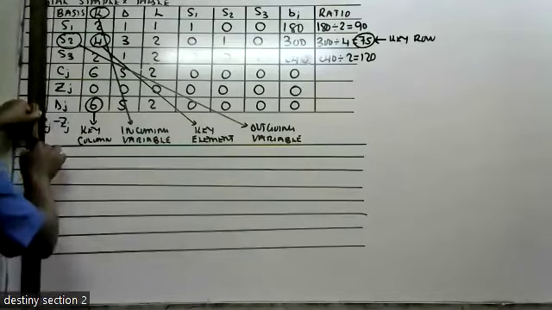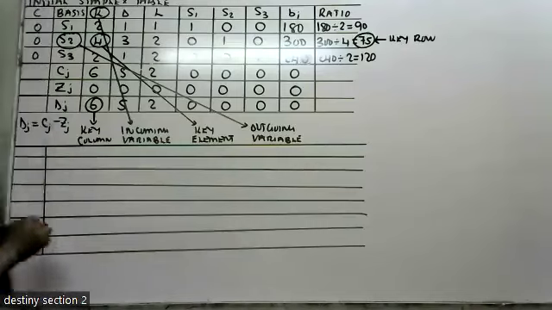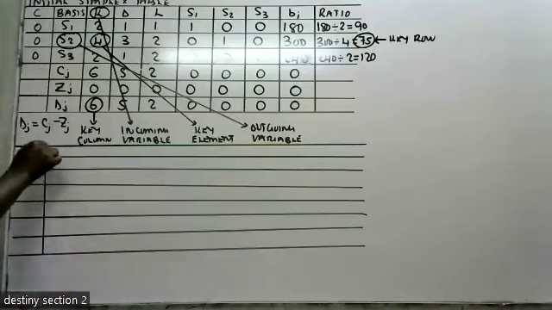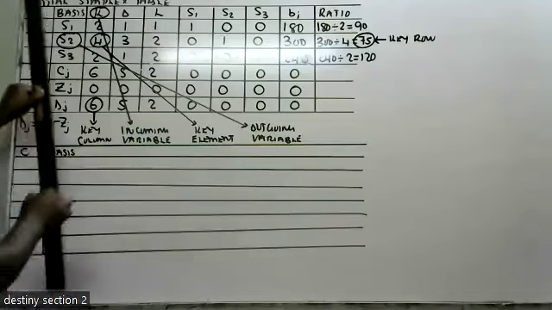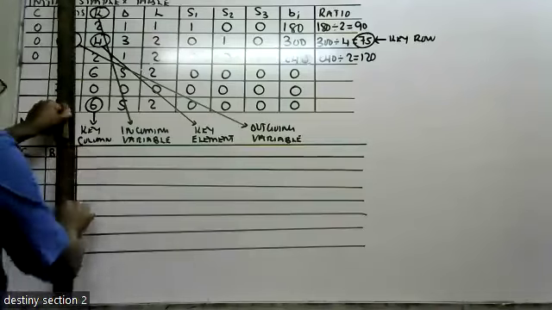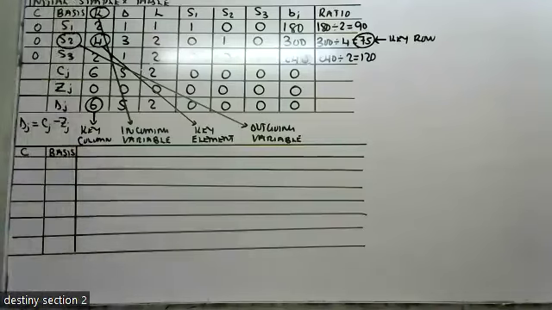Okay. So this is column C. Here we have basis. We have basis. And look here, this is how we create this one.